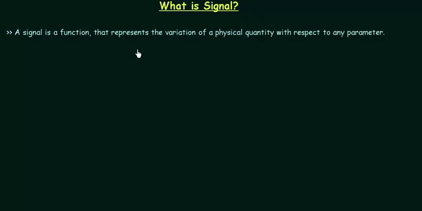We will first see what is a signal, then what is an analog signal, a discrete time signal, and then what is a digital signal, so that we can start our digital electronics course. So let's move to the signal.